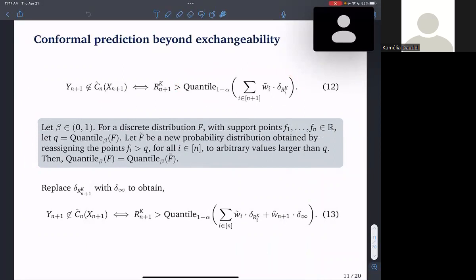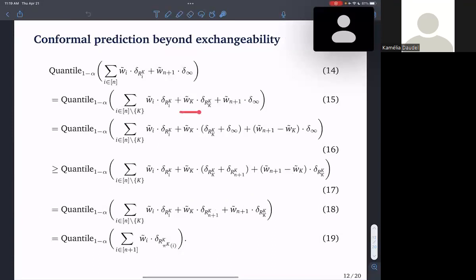So for a discrete distribution f, if you have fixed support, f1 through fn, we can say that the quantile beta of f is q. Then we'll replace f with a new distribution f tilde, where all the points that are larger than your quantile can be any arbitrarily large value, and your quantile still remains the same. So you're moving the mass from all the points that are larger than your quantile to arbitrarily large values, and the quantile does not change. So using that result, we replace this quantile with the quantile over here. So we replace the mass on n+1 with infinity. We expand on this quantile over here in the next slide.